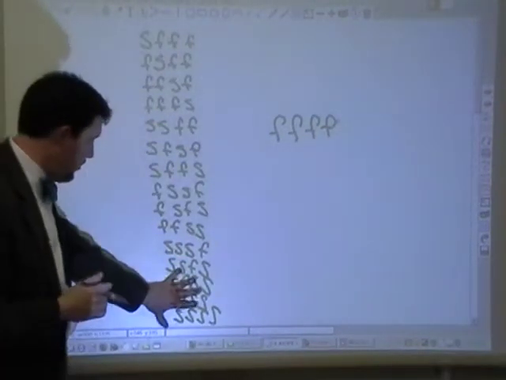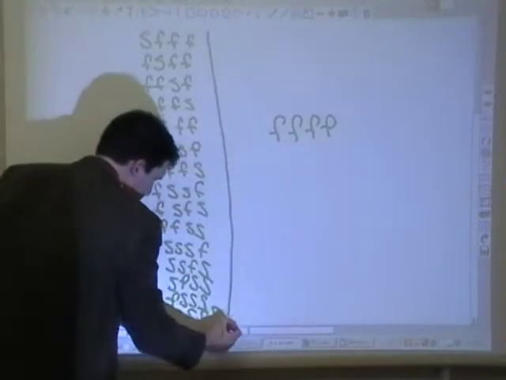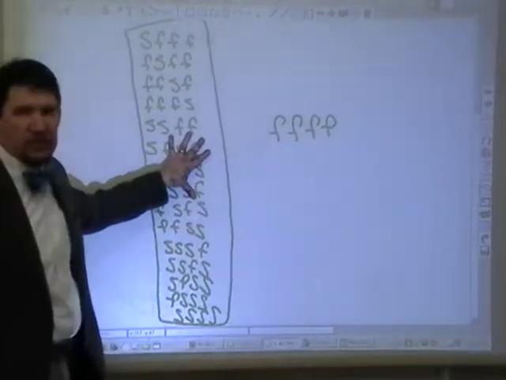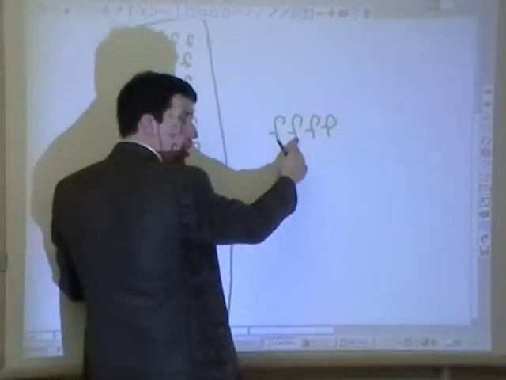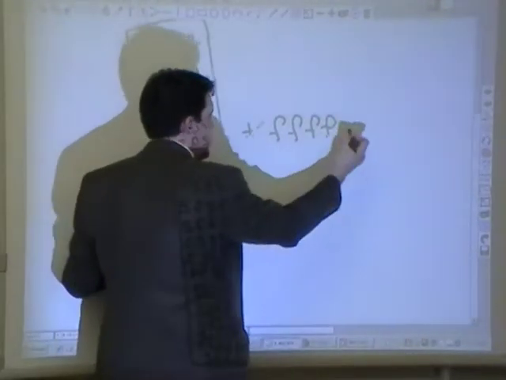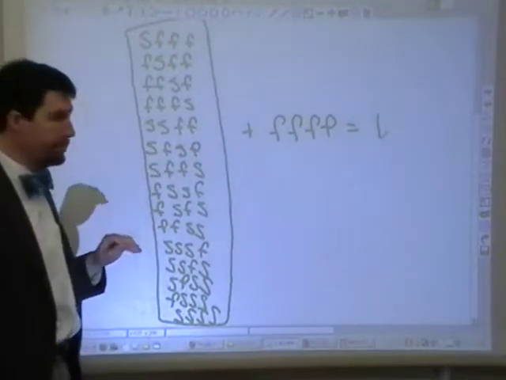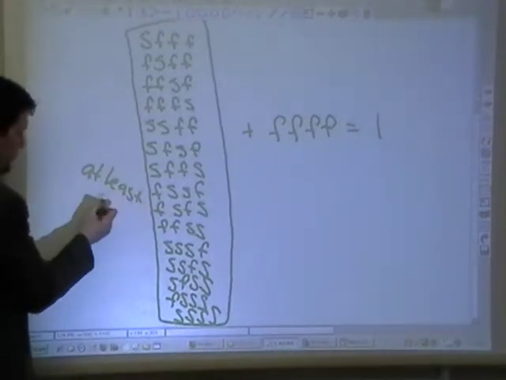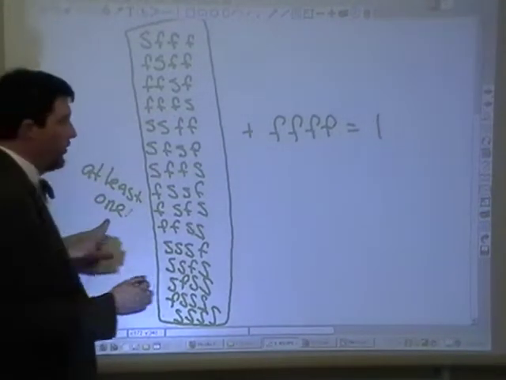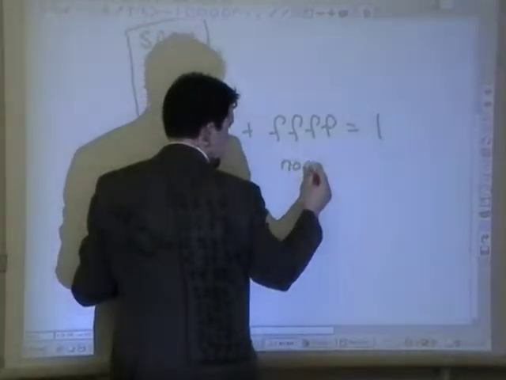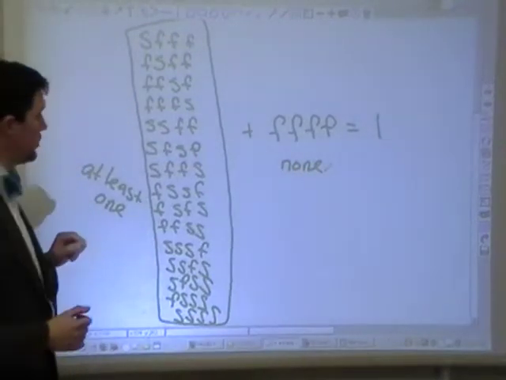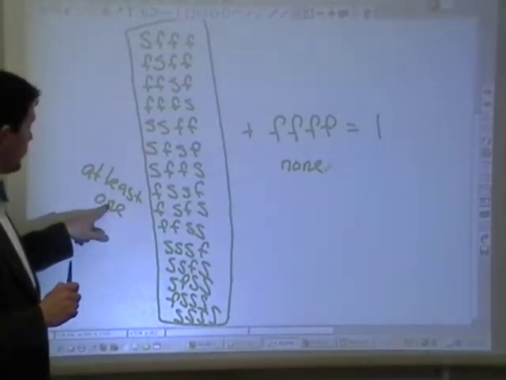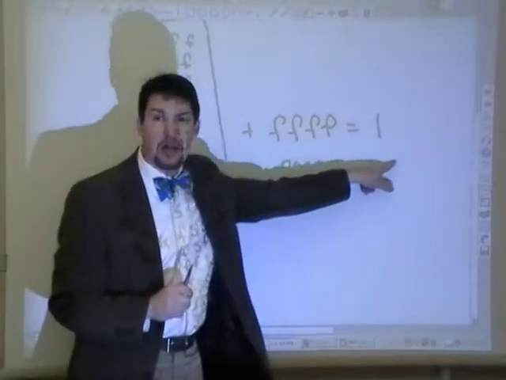I'm looking for the sum of all these. And if I would take all these values and add them together, I would get my result. But all of these added together plus all failure have to equal 1. Now this over here is at least 1. And this is none, because none of them are successes. So here's what happens: at least 1 plus none equals 1.